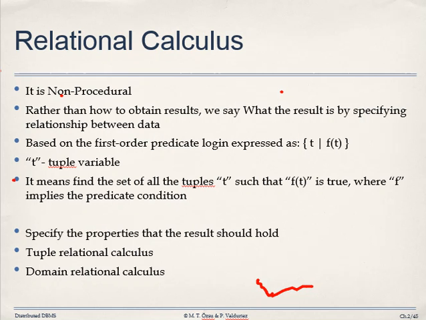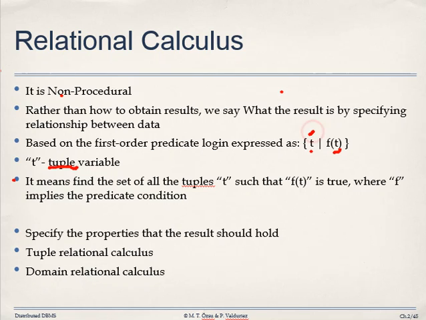Now we have relational calculus. So what is relational calculus? It is non-procedural. Rather than saying how to obtain the result, we say what the result is by specifying the relationship between the data. It is based on first-order predicate logic, expressed as {t | F(t)}, where t is a tuple variable. It means find the set of all tuples t such that F(t) is true.